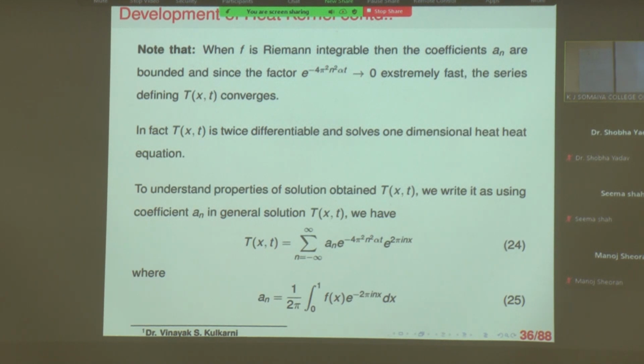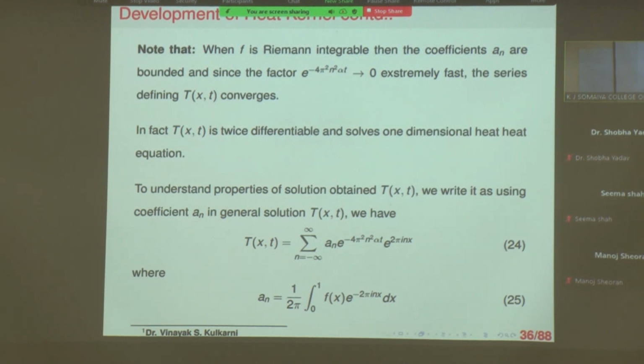Now, here we can observe, as f is the arbitrary initial temperature, so f must be a Riemann integrable function, because after all we will have to integrate it. So a basic mathematical property should be satisfied by this particular function for the well-posedness of the problem which I explained to you yesterday, and therefore f is considered to be a Riemann integrable function, and the coefficient a_n is of course bounded.